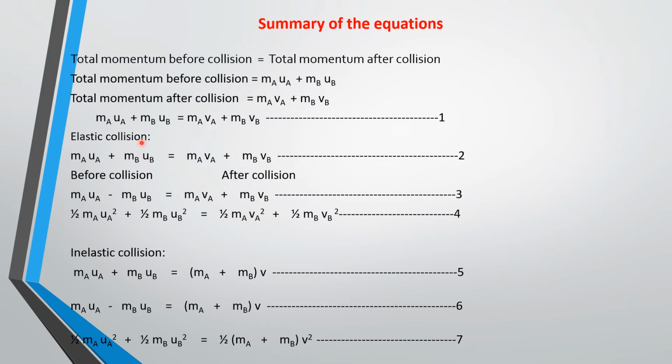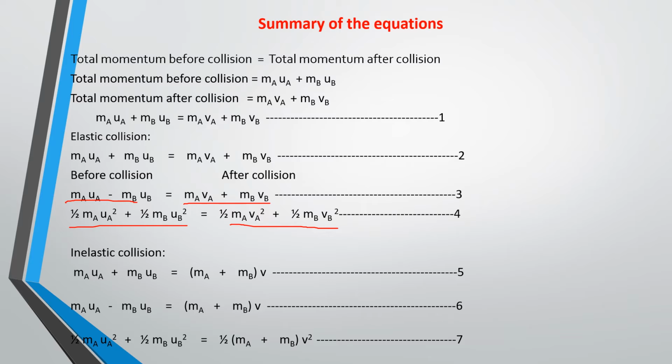Then for elastic collision, we said that when the two bodies collide, they will move out with their separate velocities. So momentum before collision is equal to momentum after collision, right? Then when they are moving in opposite directions, this will be their momentum before collision, and then this will be their momentum after collision. The sum of the kinetic energy before collision is equal to the sum of the kinetic energy after collision.